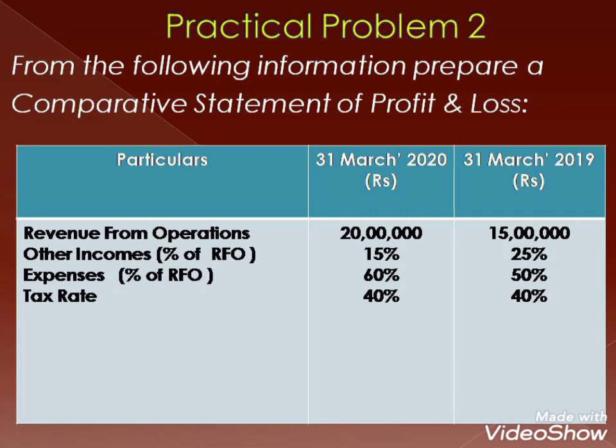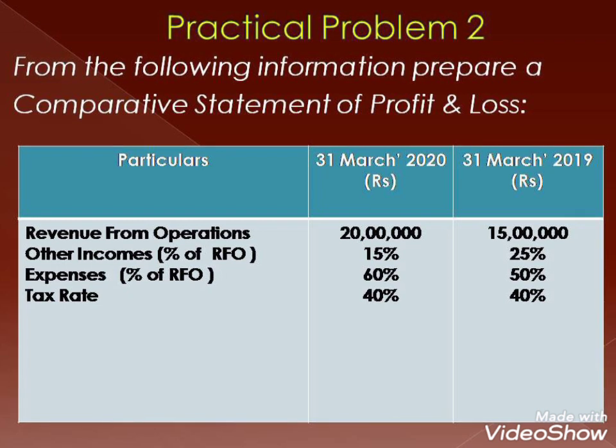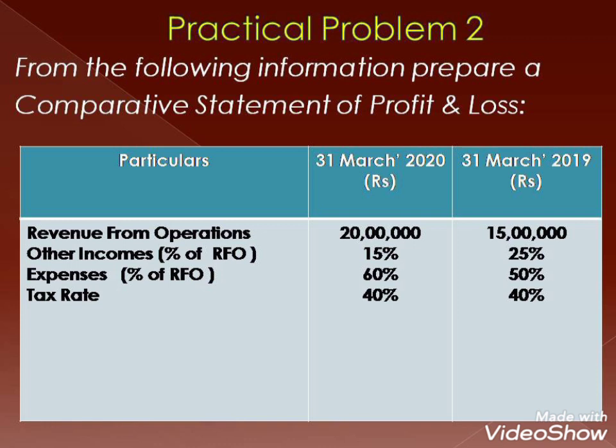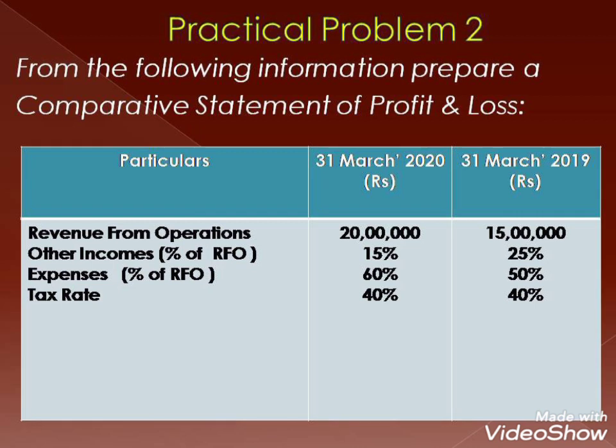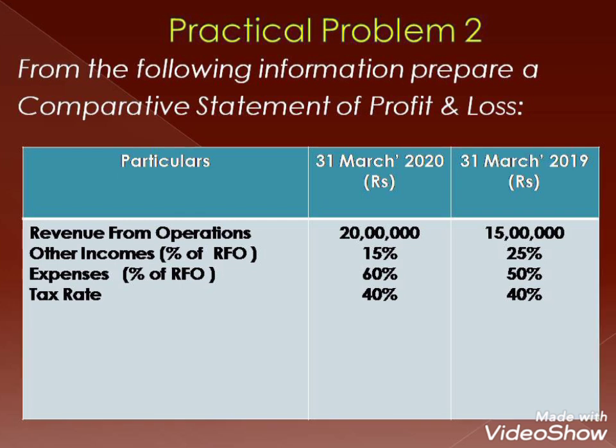Now in this practical problem, statement of profit and loss for 2 years is given, 31st March 2019 and 31st March 2020. The very first item in the statement of profit and loss is revenue from operations. It is rupees 15 lakh for 2019 and 20 lakh for 2020. Other incomes are being reflected in percentage of revenue from operations. It is 25% of revenue from operations in 2019 and 15% of revenue from operations in 2020.